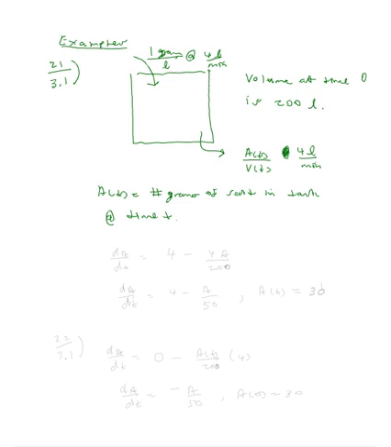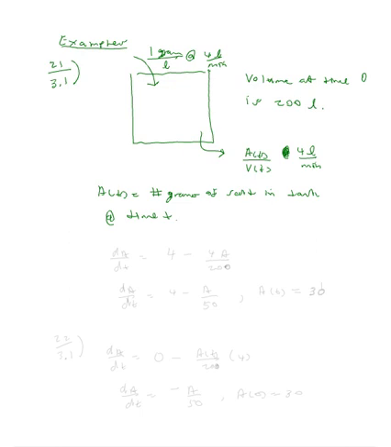Now the concentration of the solution coming out is the number of grams of salt. The concentration at any time t is the number of grams of salt at time t divided by the volume at time t. Since the flow rate in is the same as the flow rate out, the volume is staying constant at 200. So the concentration of the mixture coming out is the amount of salt at time t divided by 200, or A of t over 200.